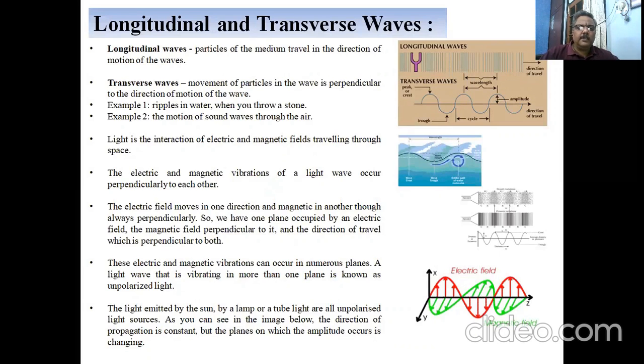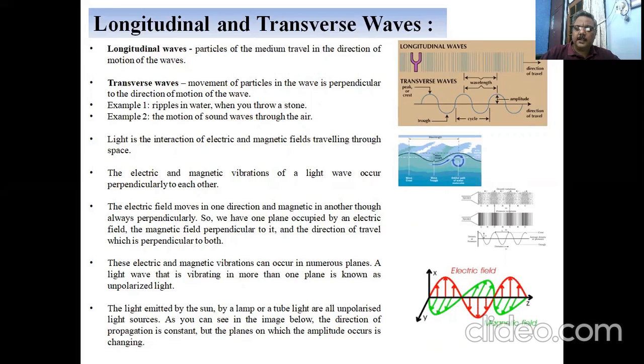The longitudinal waves are those waves in which the particles of the medium travel in the direction of the motion of the wave. Since we know that wave is a traveling disturbance and the particles of the medium vibrate and the energy is transferred by means of the vibration of the particles about their mean position. So if the particles of the medium travel in the direction of motion, then the wave is longitudinal. And if the particles travel in a direction perpendicular to the direction of the motion of the wave, then the wave is called transverse. Light is a transverse wave, and it has two vibrations.